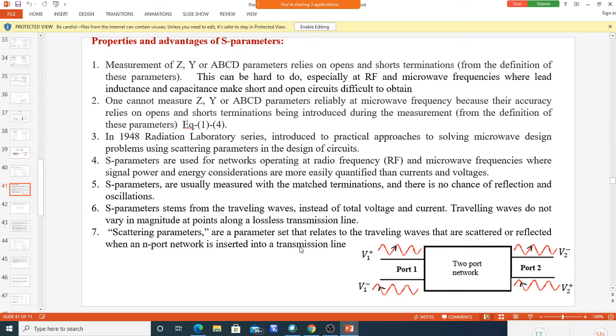Scattering parameters are a set that relates to the traveling waves that are scattered or reflected when an N-port network is inserted into the line. This is scattering. Why are they called scattering? Because whenever a signal is incident here, a part will scatter like this. Scatter means reflects. Similarly, a part will enter through this. That is the transmitted wave. Because of that, it is called scattering. Wherever the wave is incident, a part will transmit and a part will reflect. That's why they are called scattering parameters, and based on that, they are measured.